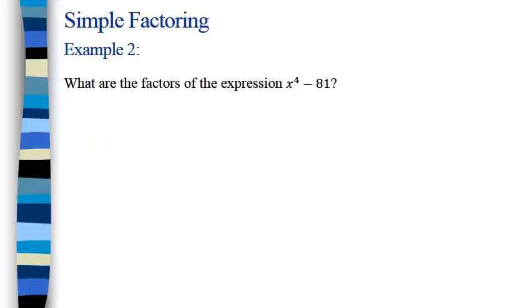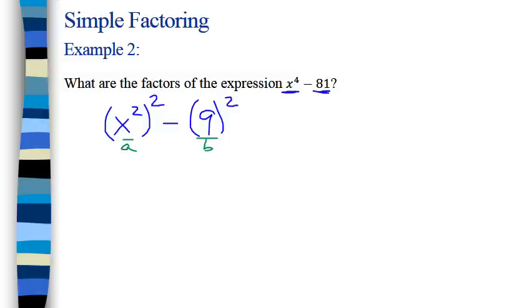We can also do this with things that may not look like a difference of squares, but upon second glance we notice x to the fourth can be rewritten as x squared squared, and 81 can be rewritten as 9 squared. And so now we have our a and b. And so we can use difference of squares to rewrite this as x squared plus 9 times x squared minus 9. And then, before we even finished, we noticed that x squared and 9 are also squares, and we're subtracting, so this is another difference of squares, so we can factor this one more time.